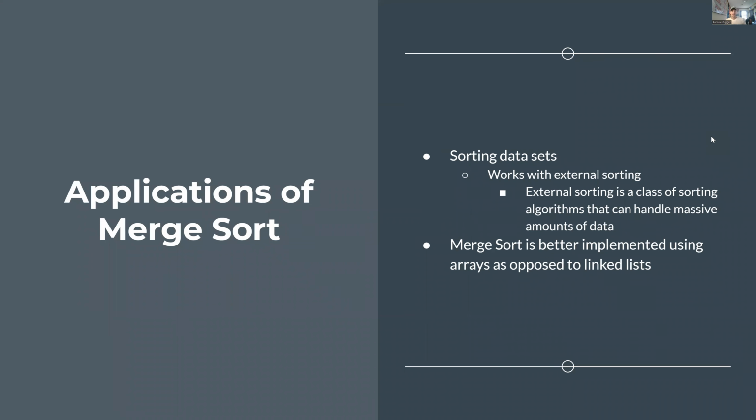In terms of the applications of merge sort: sorting data sets. It works with external sorting, which is a class of sorting algorithms that can handle massive amounts of data. I spoke a little bit about that earlier. And merge sort is better implemented using arrays as opposed to linked lists.